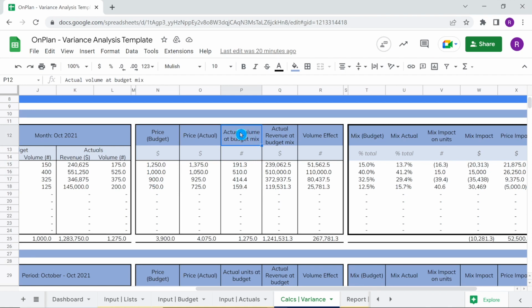Again, using software solution 1 as the example, we take the actual units minus the actual units at the budget mix, which gives us the mix impact on units. To calculate the mix effect, we simply take the mix impact on units and multiply it by the budget price, giving us around minus $20,000.